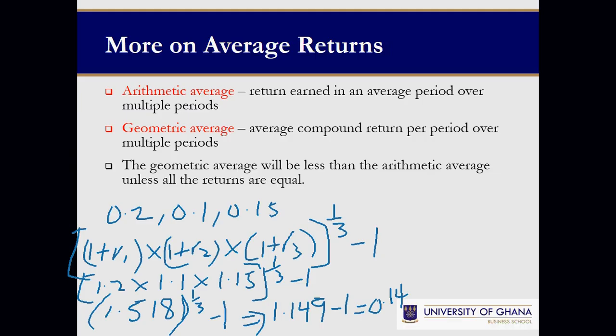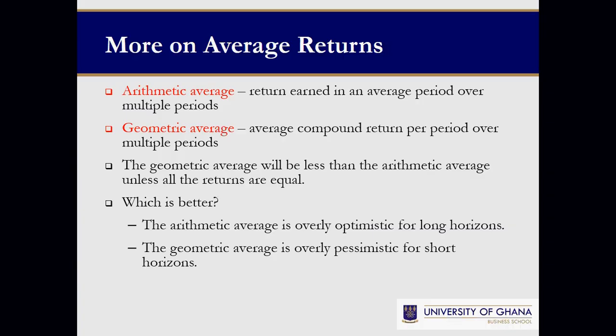So the arithmetic average is overly optimistic for a long horizon, while the geometric average is overly pessimistic for a short horizon.